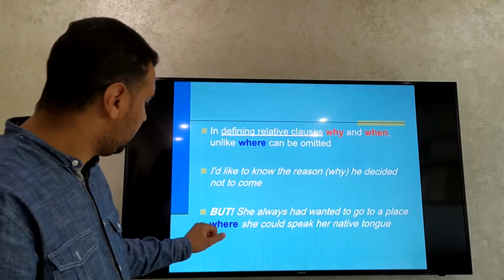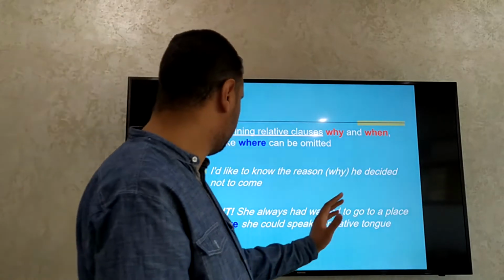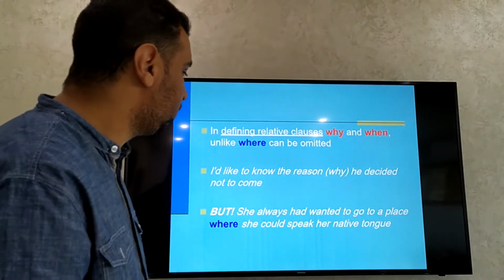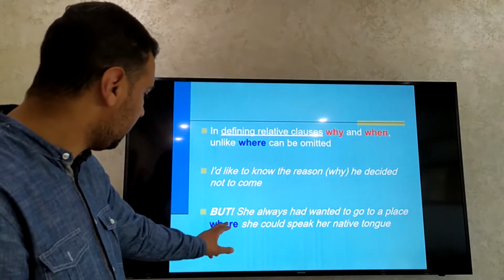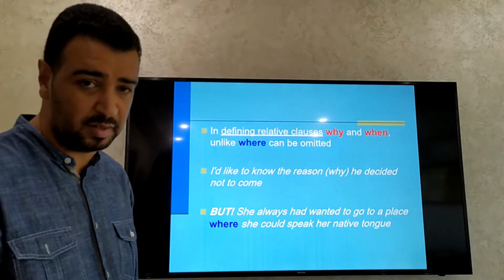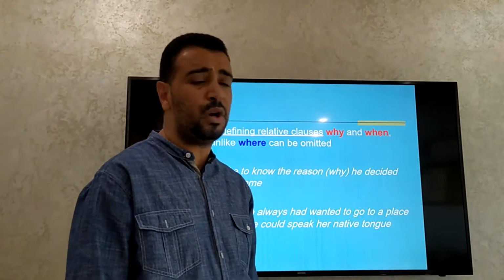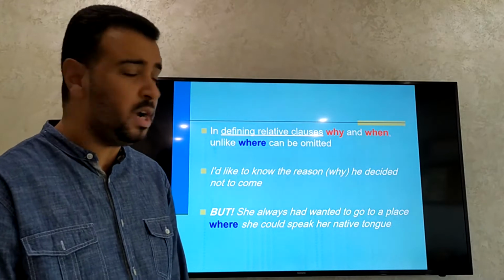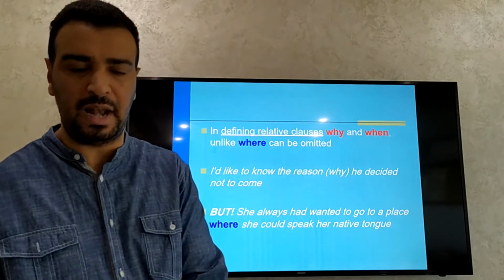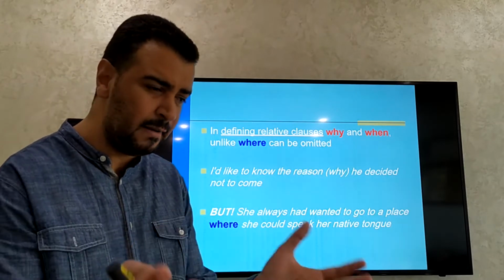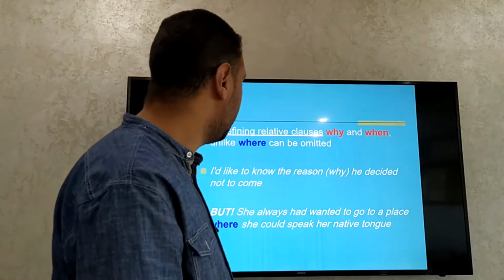On the other hand, look at this example: she always had wanted to go to a place where she could speak her native tongue. As you can see, where you cannot omit it. Let me give you another example with when. I can't remember when I saw him last, or I can't remember the time when I saw him last. The time can take care of it. When is optional, either to leave it or omit it altogether.